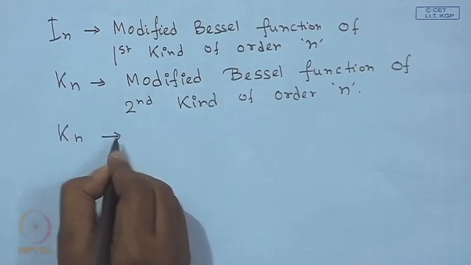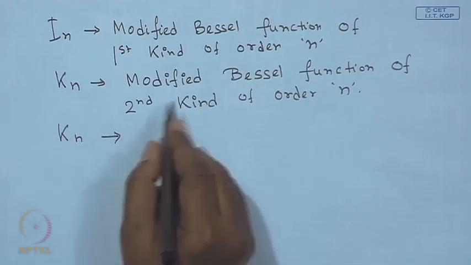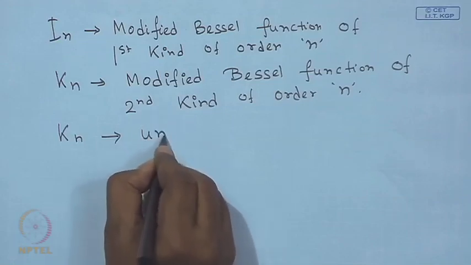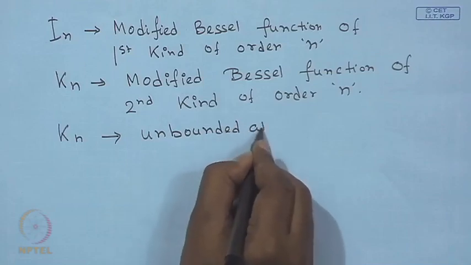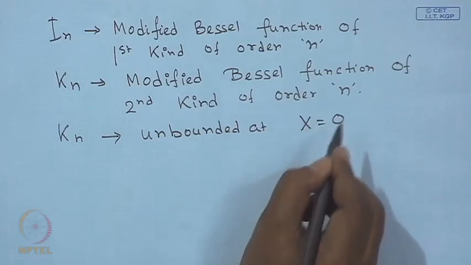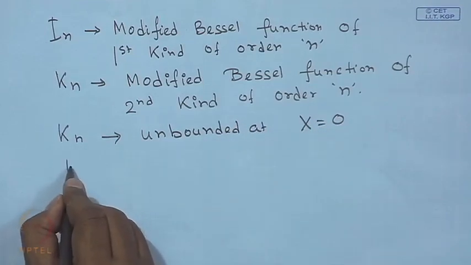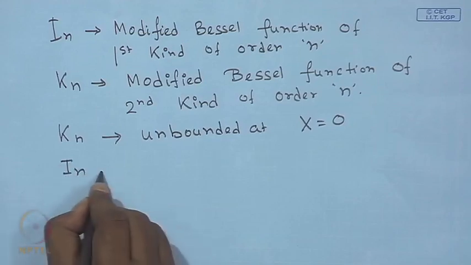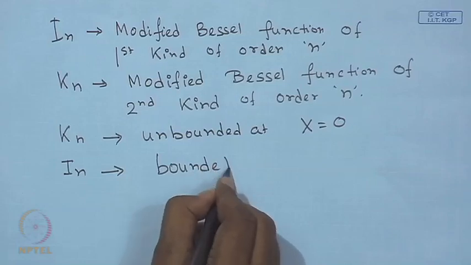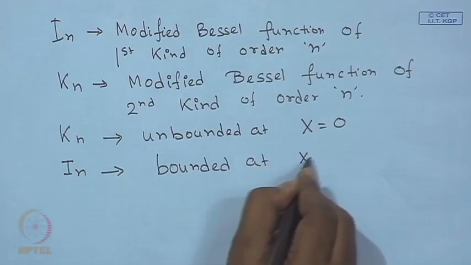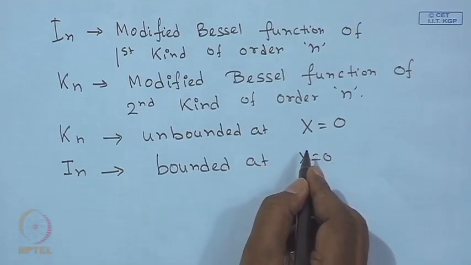K n, the important property is that K n is unbounded at x equal to 0, and I n is bounded at x equal to 0.